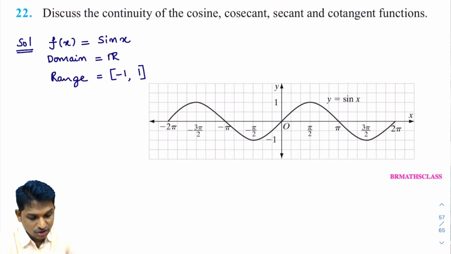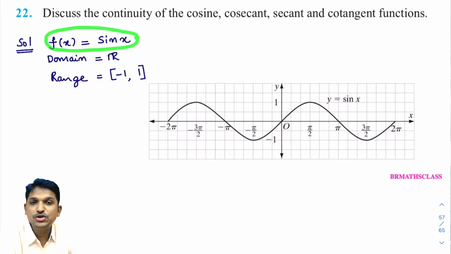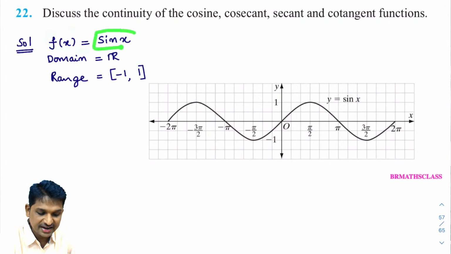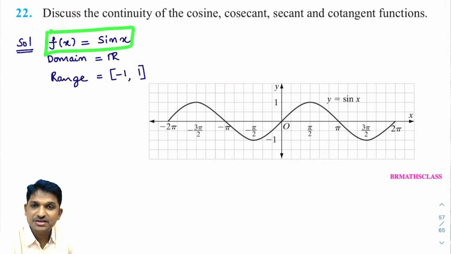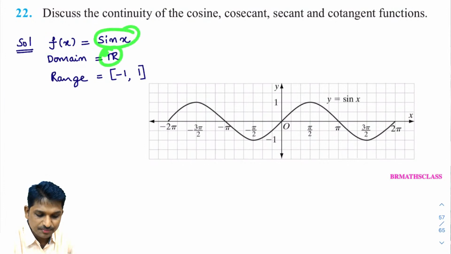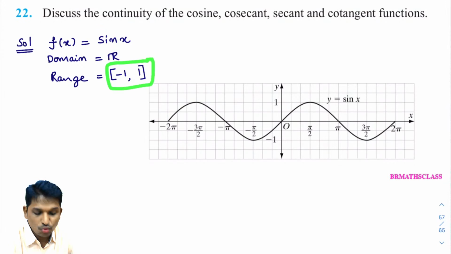Okay, first thing, you observe here, I'm going to discuss continuity of the function sin x. You observe here, I taken f of x is sin x. What is the domain of sin x? In trigonometry chapter, you learned domain of sin x is all real number. The sin x function is defined for all real numbers. What is range of sin function? Range of sin function always lies in closed interval minus 1 comma 1. Whatever real x value you take, sin x always results a number in between minus 1 and plus 1.